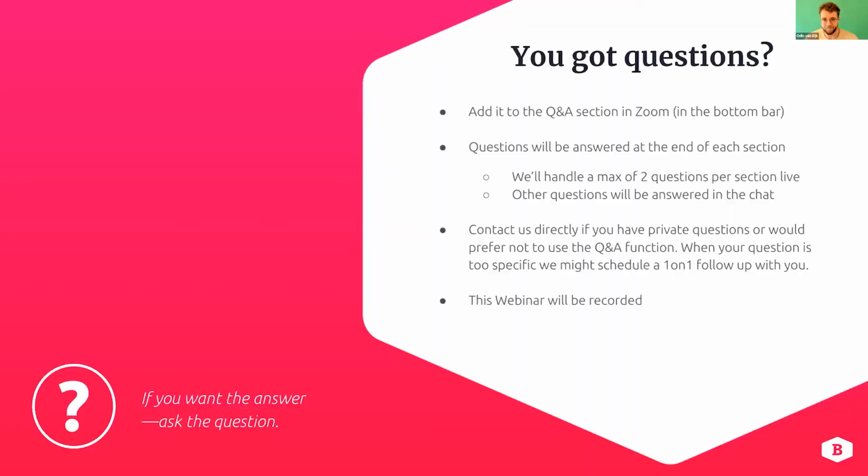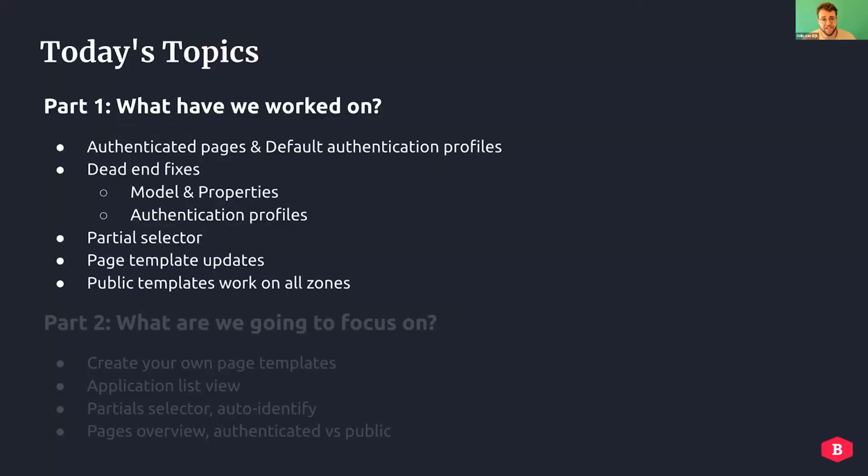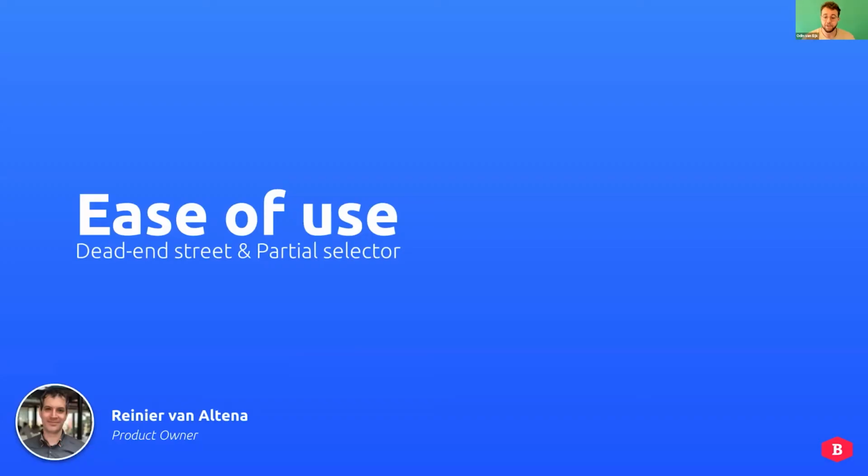So for today's topics, first, Reinier is going to start off with part 1. What have we worked on? Authenticated pages and default authentication profiles, some dead-end fixes, a partial selector, page template updates, and public templates to work on all zones. That's super cool and very interesting. So let's go to Reinier, and please, Reinier, take it away.